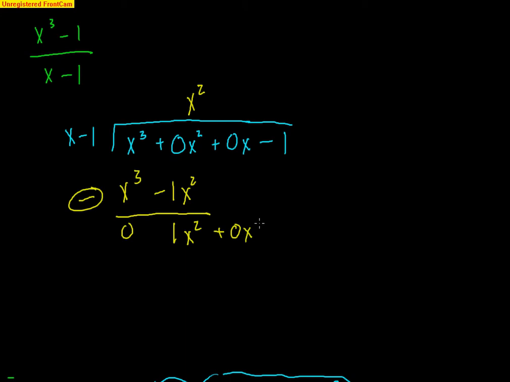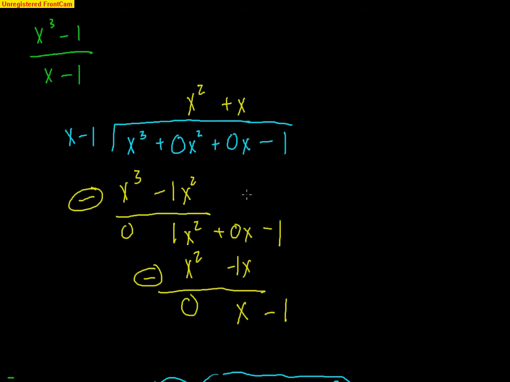Plus 0x minus 1. How do I turn an x into a 1x squared? Multiply by x. X times x is x squared. Negative 1 times x is negative 1x. Subtract again. 1x squared minus x squared is 0. 0x minus negative x is going to turn into a positive x. You could put a 1 in front of that if you want to, but you don't have to.